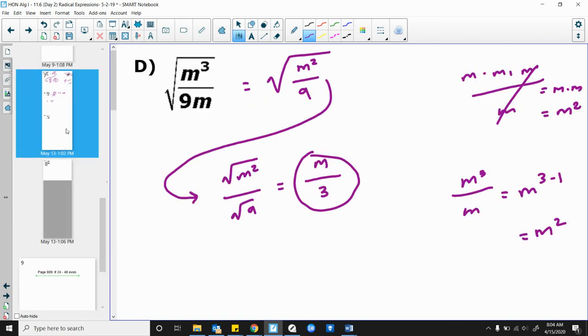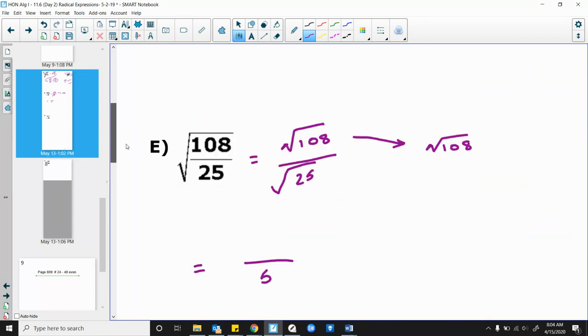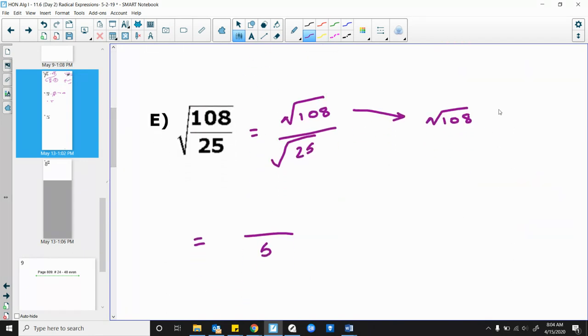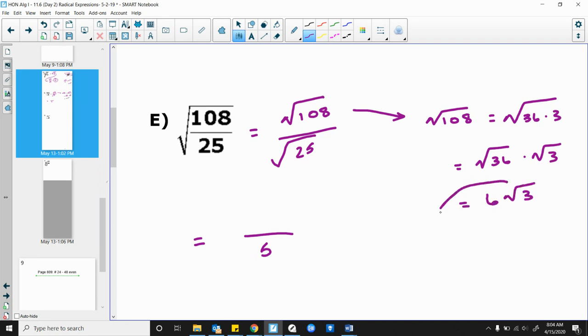So what I would do is scroll down. The square root of 108 is going to equal the square root of 36 times 3, which is going to equal the square root of 36 times the square root of 3, and then you're going to get 6 square root of 3. That is the simplified square root of 108. So my answer now is going to be 6 square root of 3 over 5, or 6 radical 3 over 5.